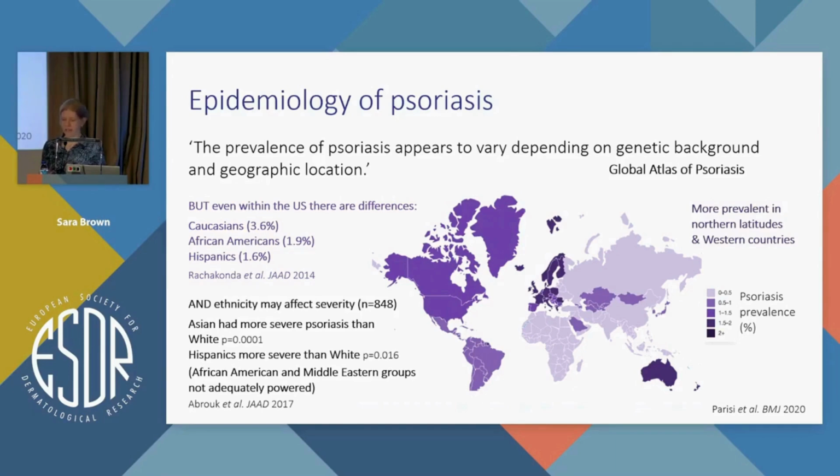And this was a retrospective study looking at about 800 cases, of which the Asian people had more severe psoriasis than the white-skinned people. The Hispanics had more severe than the white. And unfortunately, African American and Middle Eastern groups weren't adequately powered to make any real conclusions. But obviously, the severity can affect the diagnosis of disease, so it might also impact on the apparent prevalence.